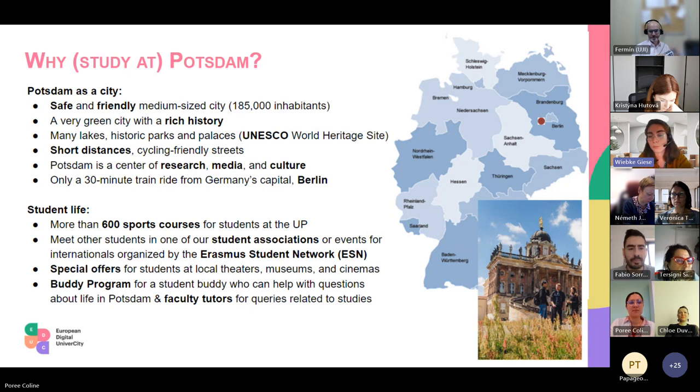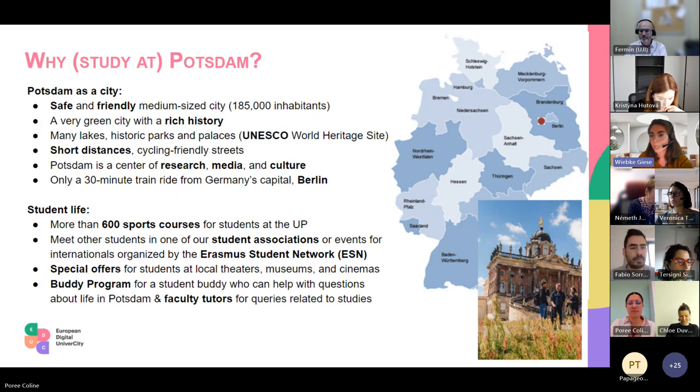Because it's such a medium-sized city, you can cycle everywhere. There are also free of charge bikes around the university campuses. And because it is so close to Berlin, as you can see on the map, it is only a 20 to 30 minute train ride away from the capital city. So if you want to go there during the weekends, you are more than welcome to.